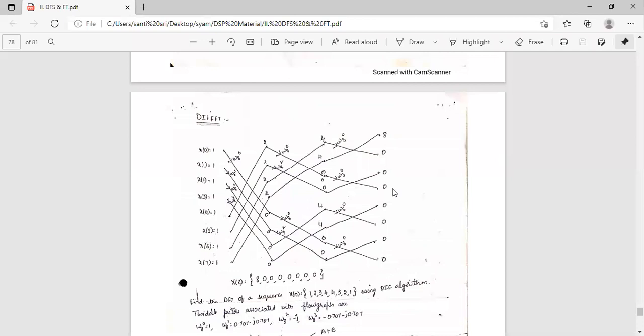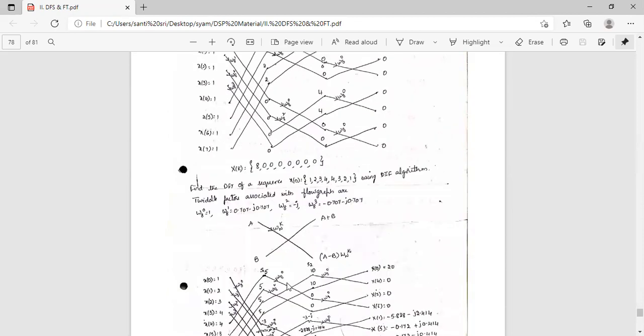And for the same problem, the DIF-FFT also. Here the input values are in natural order and the output values are in bit reversal order. It will be decomposed from the smallest level to the highest level. First of all, this is the 8-point DFT. After that, it will be decomposed into two 4-point DFTs, and then into four 2-point DFTs, right? By simply substituting those values, we get the final result X of k equal to 8, 0, 0, 0, all remaining zeros. Like this we can solve the problems.